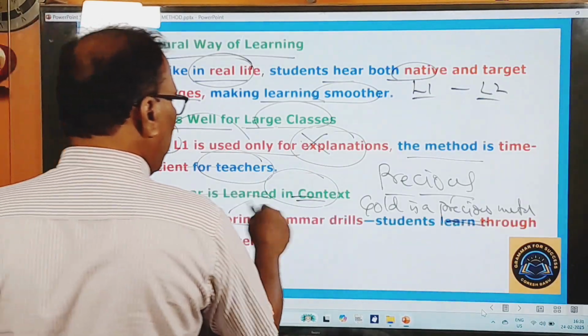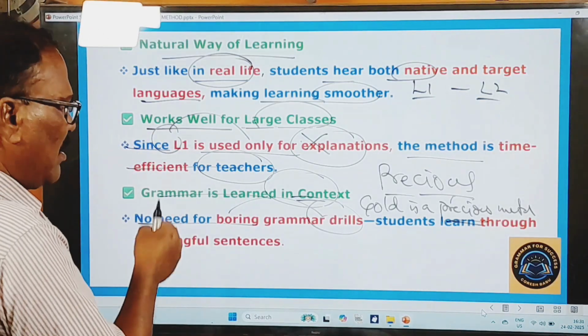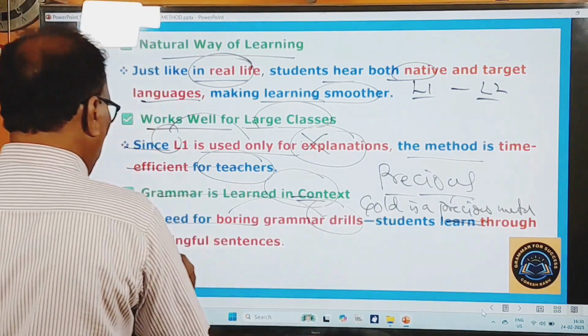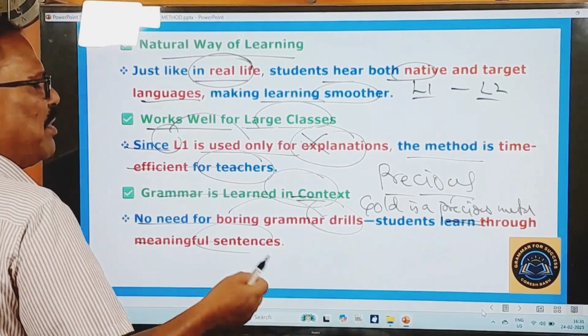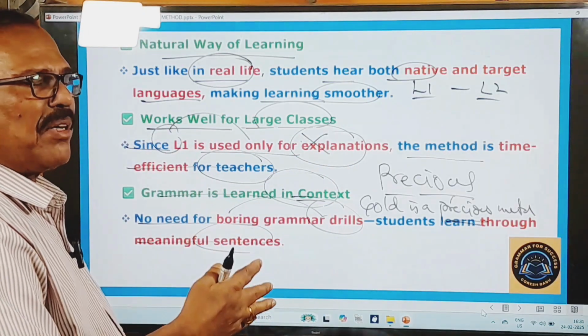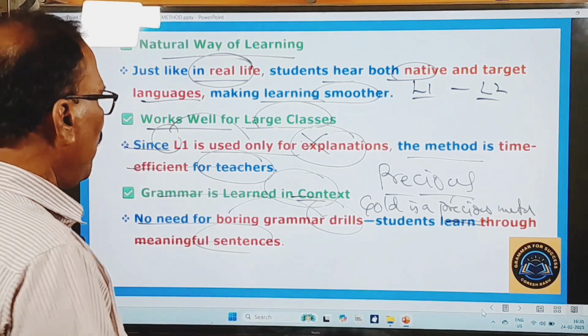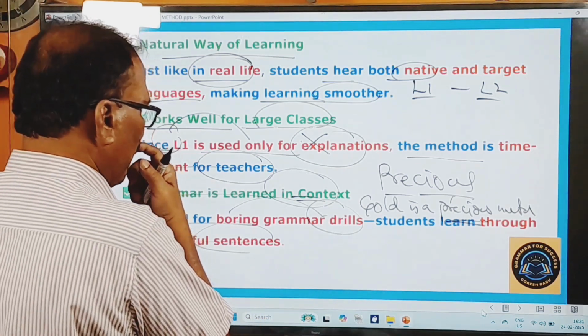And here you pay attention. No need for boring grammar drills. No need of grammar drills at all. Students learn through meaningful sentences. Meaningful sentences are framed, and the students will learn grammar or vocabulary only through meaningful sentences, right? You move on to other important things.